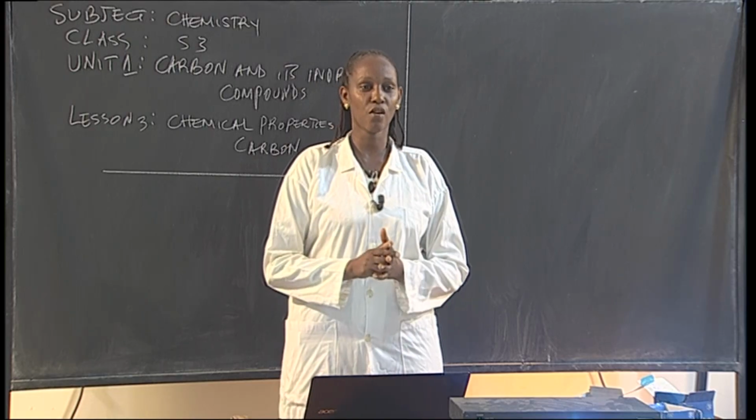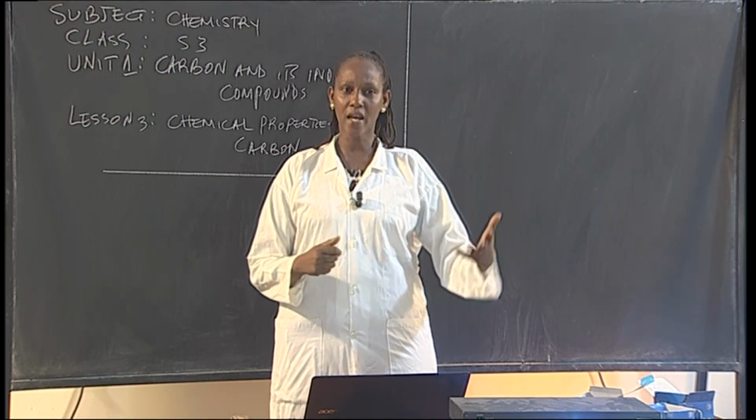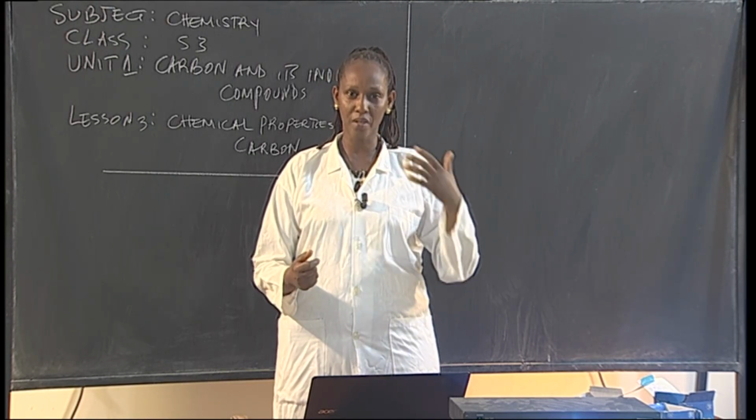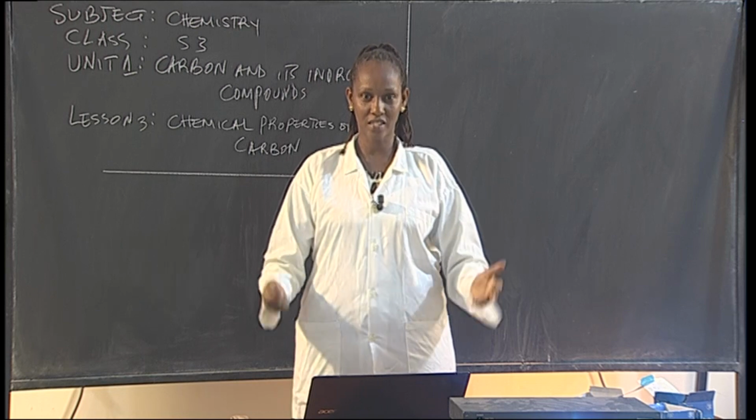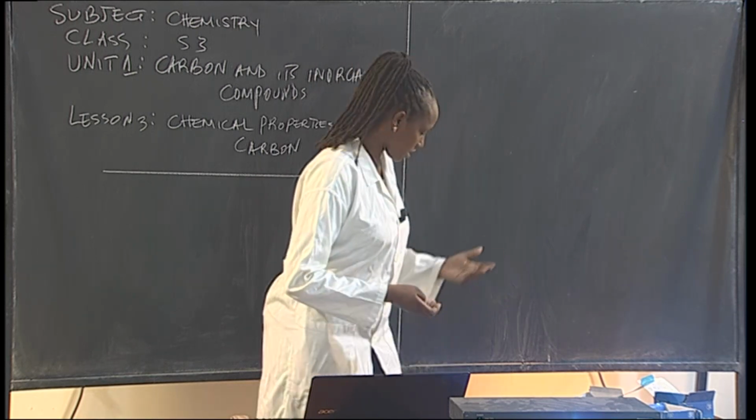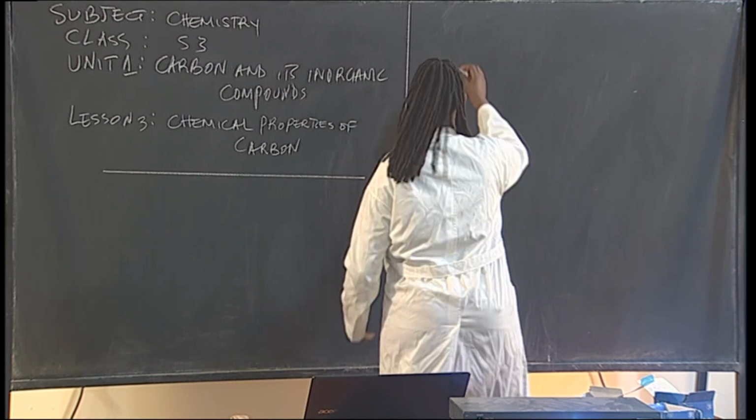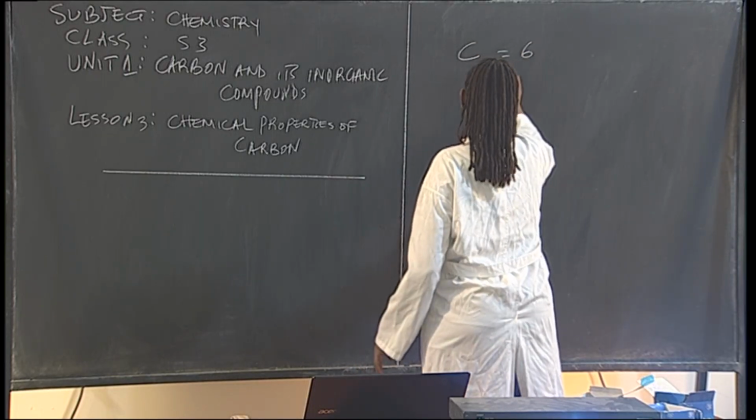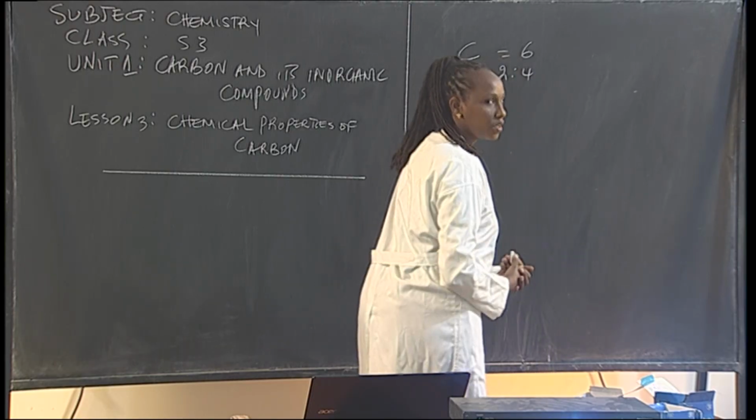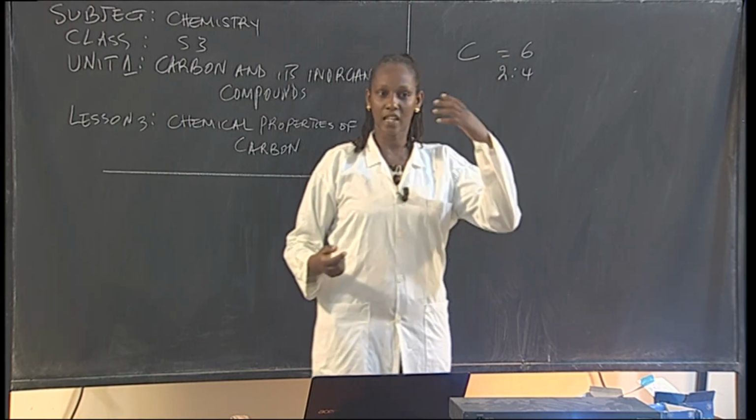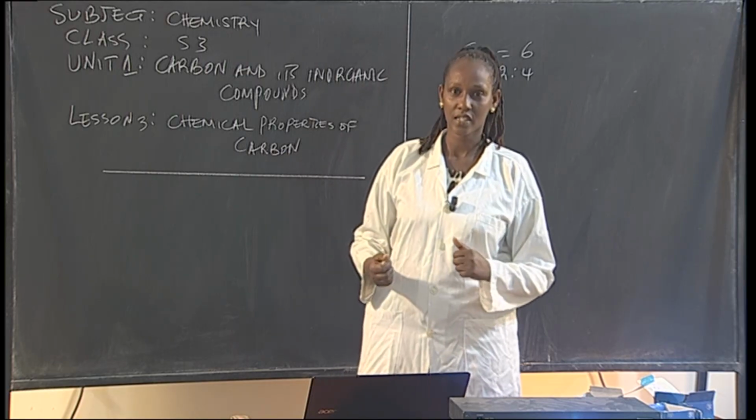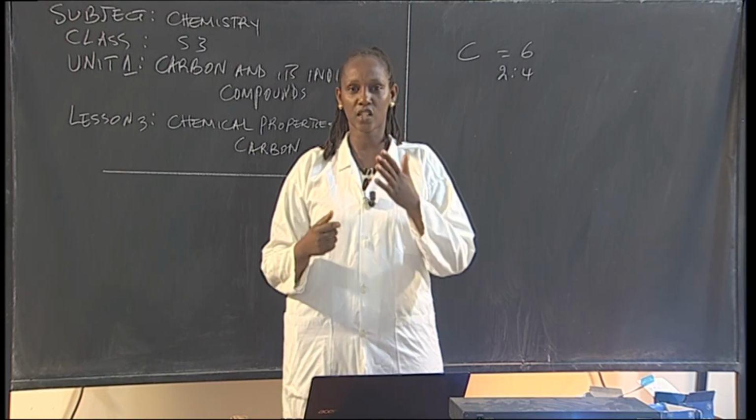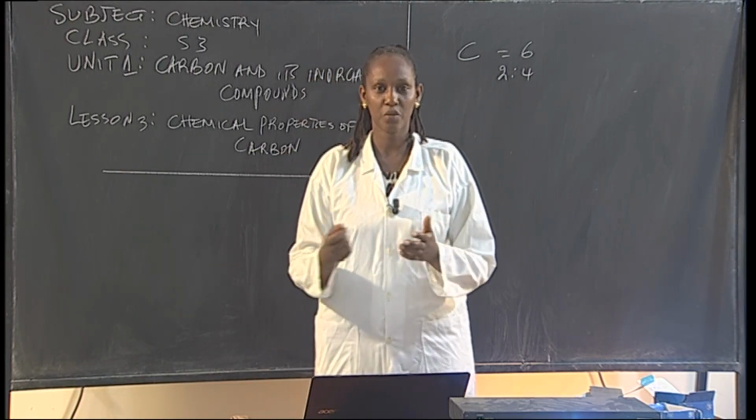Chemical properties of carbon. So to remind you, you remember carbon is in group 7. It has atomic number 6. So carbon is in the periodic table like other elements of the periodic table. It has atomic number of 6, electronic configuration 2 and 4. So today we're going to look at its chemical properties, all right? So everybody there, take your pen, take your book, and we start with the lesson.